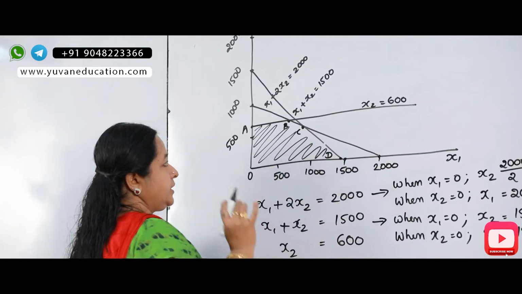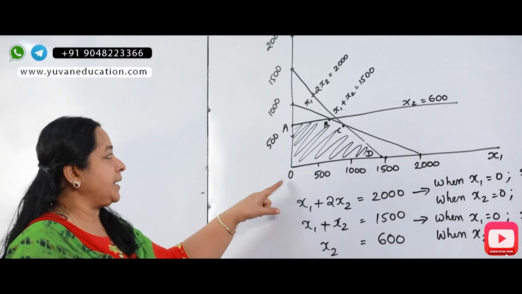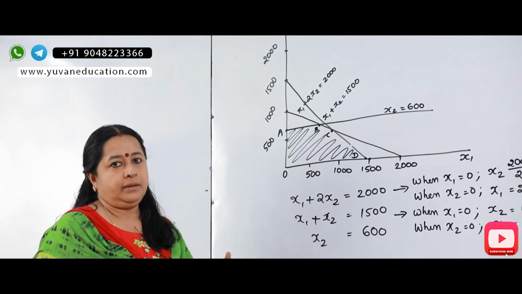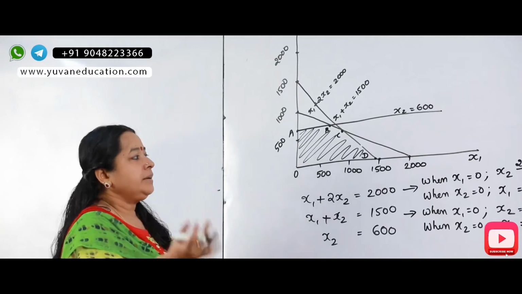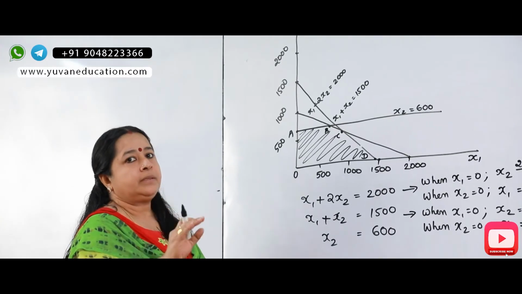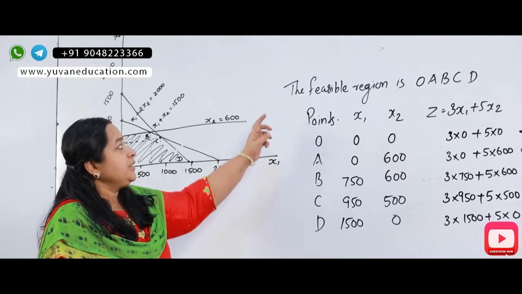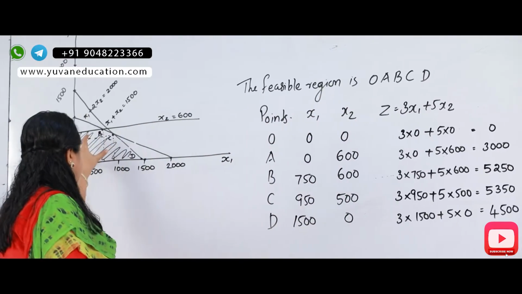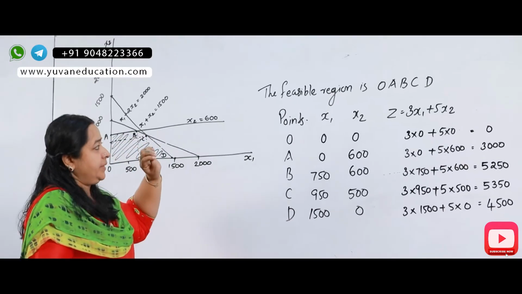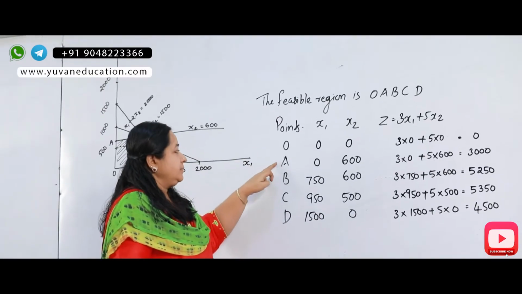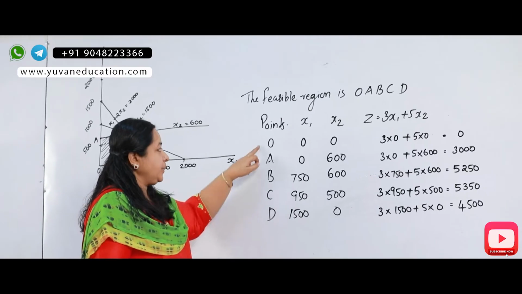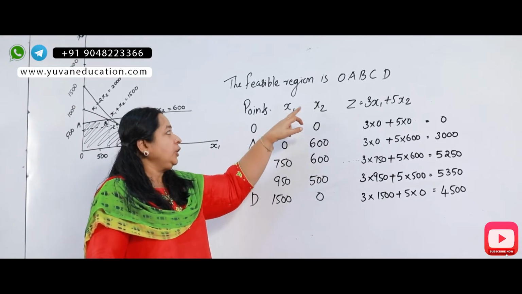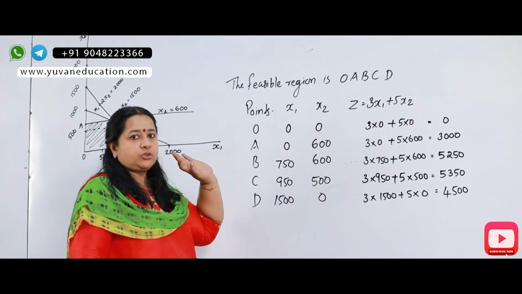Shade this region. So our feasible region is 0, A, B, C, D. Okay. Then we can develop the solution. See, the feasible region is 0, A, B, C, D. That is, this is the region. Points, we are putting A, B, C, D. Then we are developing points for this x1 and x2.